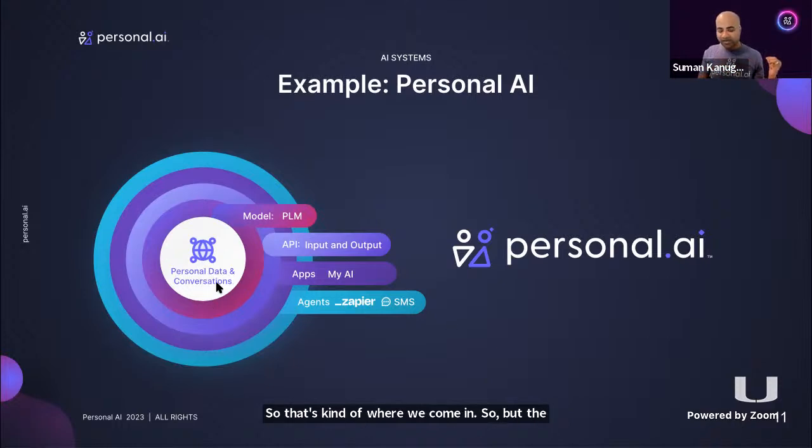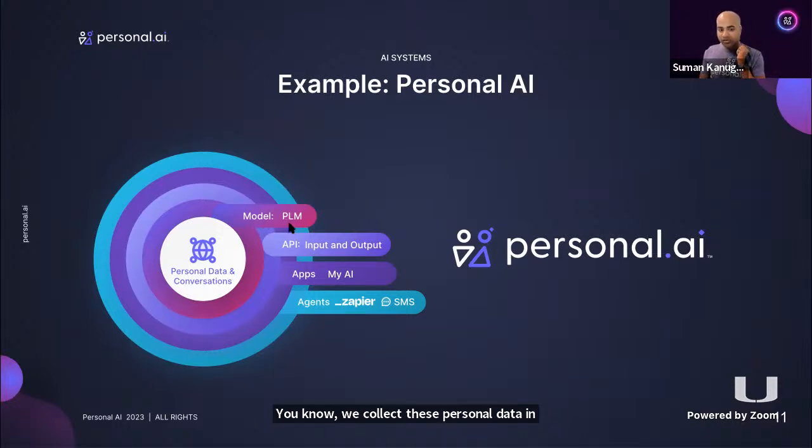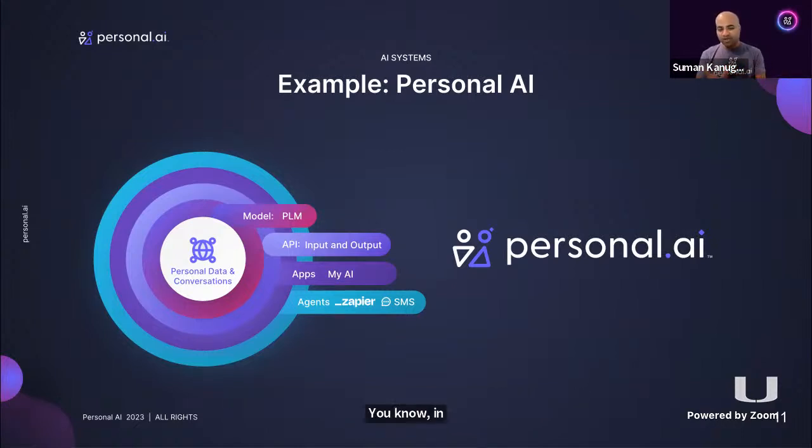We collect this personal data and conversations that are in the hands of people. You basically create this personal language model, which is also automated. Every model gets input and output. Think about it in layman's technical terms: you've probably heard of an IP address, right? Like for a device or a computer. Think about it as you having an IP address to yourself. Everything that goes out and everything that comes in has an IP address to you. And there are applications which we are already interacting with, and there are some agents as well, where you can take your AI and have people communicate by text with your AI.